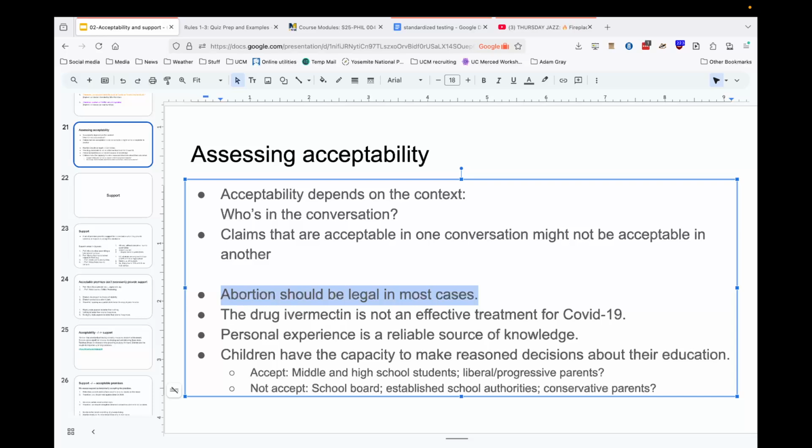Okay, good. So let's break into groups for, well, what was the procedure we did on Tuesday? I think it was take a second, read this claim. Abortion should be legal in most cases. See if you can think of a group of people who would probably accept it, a group of people who would probably reject it or not accept it. Then check in with one or maybe two people sitting next to you. So we're not going to do the whole group discussion on this, just a quick check-in with one or maybe two people sitting nearby.